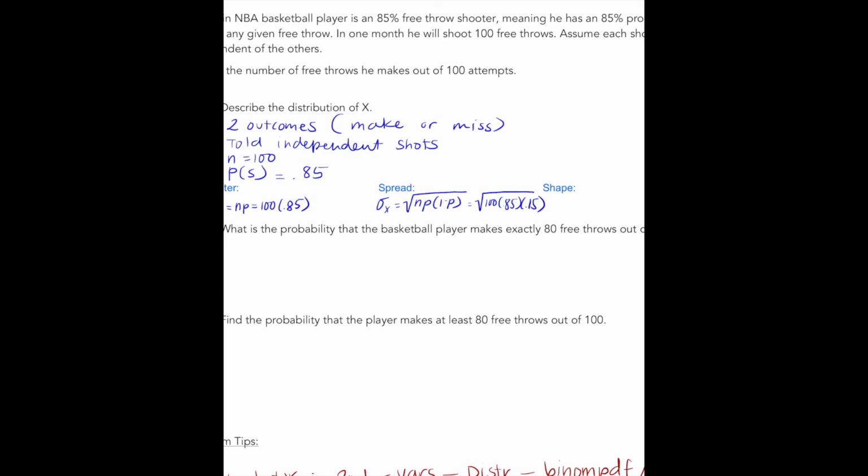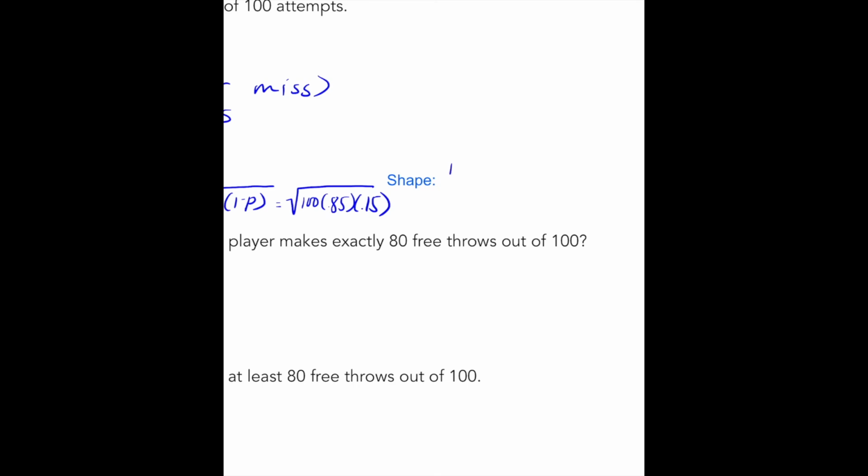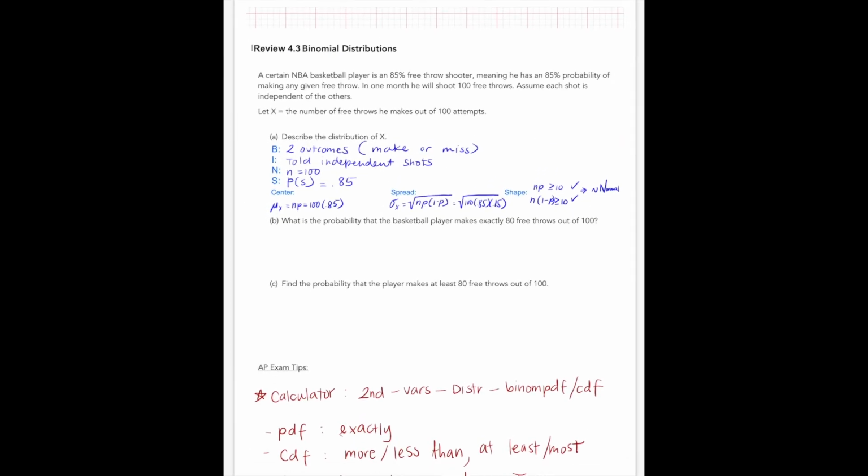As for the shape, typically the shape is going to be approximately normal. However, we need to test that, and the only way to test it in this type of problem is to use n times p and make sure that it's greater than or equal to 10, as well as n times 1 minus p is greater than or equal to 10. Eventually, you're going to find out that both of these work, so we're going to imply that this distribution is approximately normal. So totally use the formula sheet here.